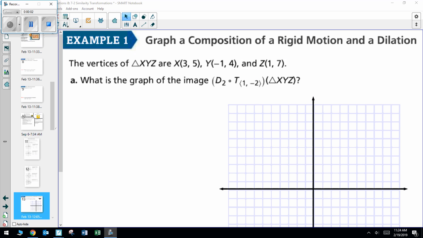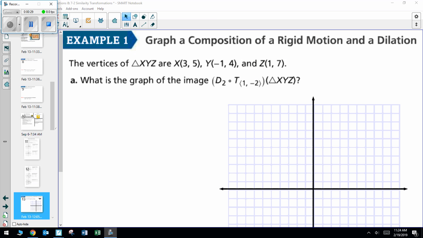So today we're talking about similar transformations. If shapes are similar in geometry, it means it's essentially the same shape. It's just turned and maybe a different size, but essentially the angle measures are all the same and the sides are proportional. So we're going to talk about graphing a composition of rigid motions and now a dilation.